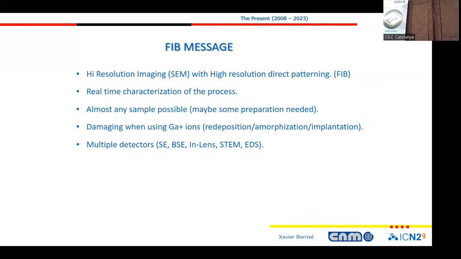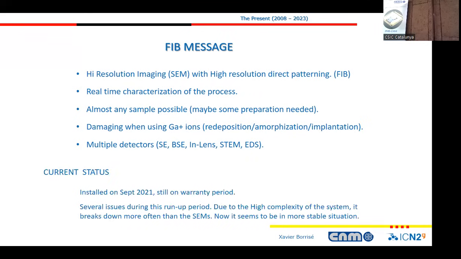Okay, and the FIB message again is that we have very high resolution imaging and patterning. We have a real-time characterization of the process. Almost any sample is possible. Again, maybe we have to deposit some carbon on top. Of course, because we have gallium ions, these gallium ions will damage our surface. Some of them will get implanted, some of them will redeposit. So you have to keep that in mind when you are making nanostructures. And we have multiple deposits, okay?